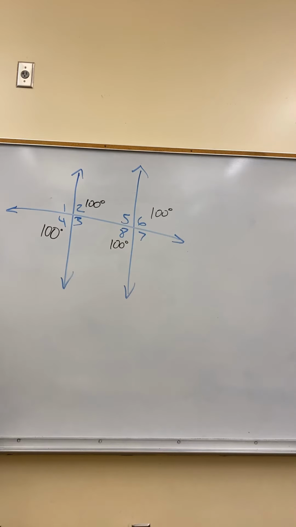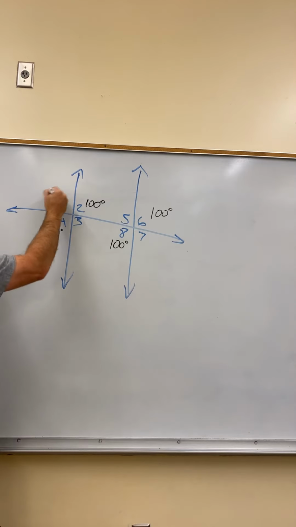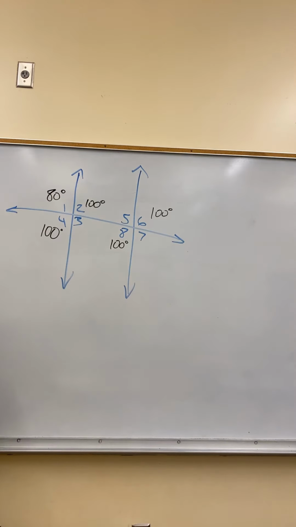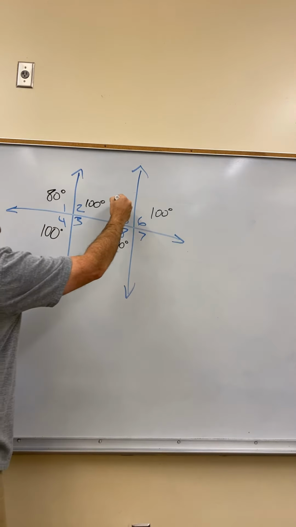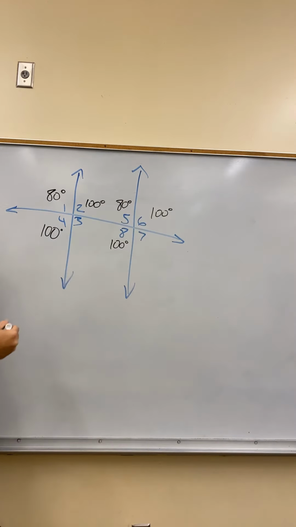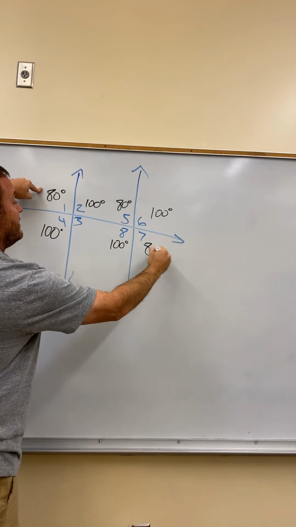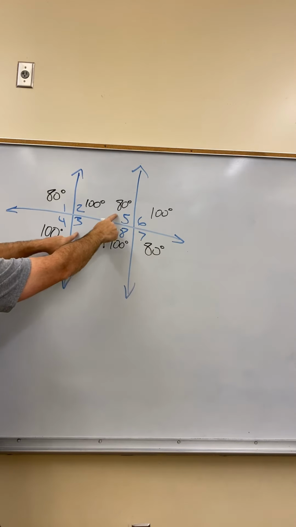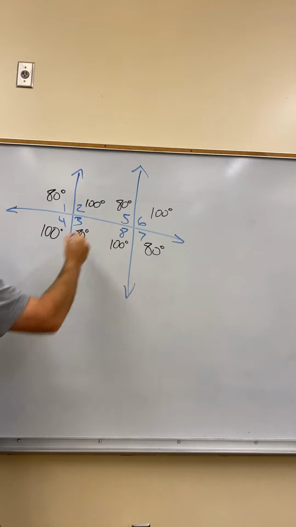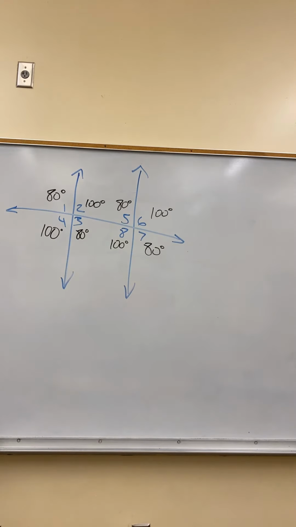So now that I've done all those, now we have to do supplementary. So supplementary means these two are going to add up to 180. Well, 180 minus 100, so now this one's going to be 80 degrees. So let's use corresponding. Okay, this is the same location, so this one's 80 degrees. Alternate exterior, that one's 80 degrees. Alternate interior, this one's 80 degrees. You can go in and fill in each one of your missing angles. Okay, let's try one more.